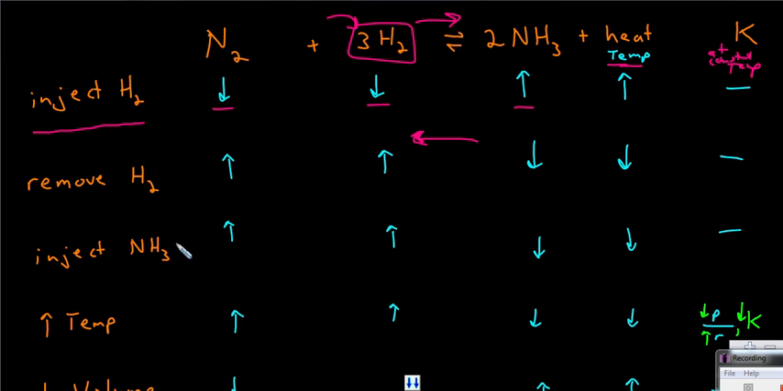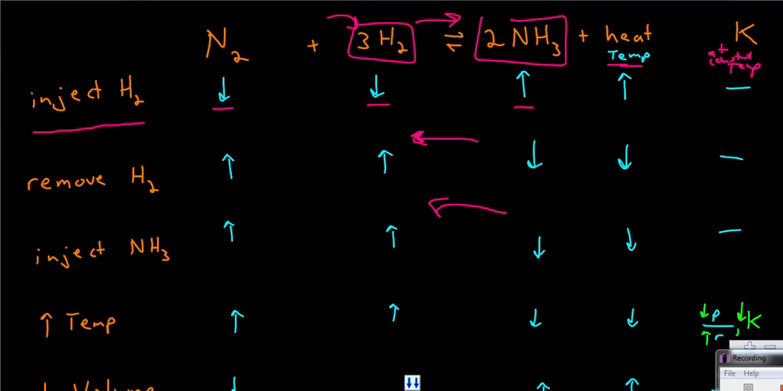If you were to inject ammonia instead, inject this product, the system would respond to this increase in the concentration of ammonia by decreasing the concentration of ammonia. By pouring water onto the right side of a bucket, water will soon flow to the left. So that will shift the reaction to the left, increase reactant concentrations, decrease product.